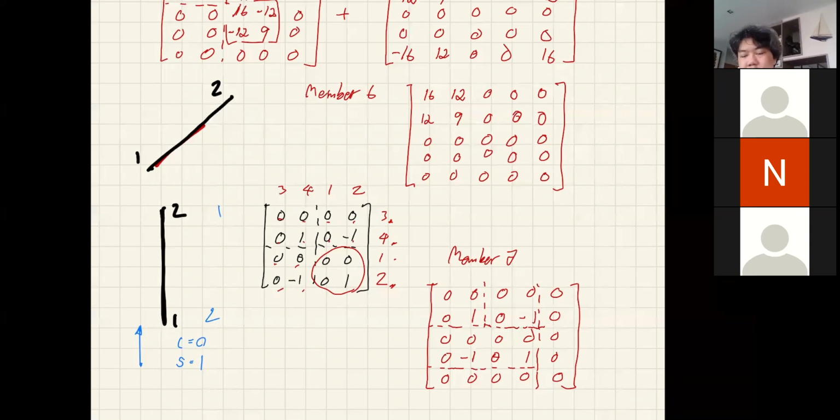Okay, so I hope that this example serves as well to show us that the stiffness matrix for the structure doesn't have to be 4 by 4. The size of the stiffness matrix should always reflect the degrees of freedom that you have. So in this case, because we have 5 degrees of freedom, we shall have a 5 by 5 stiffness matrix. Okay.